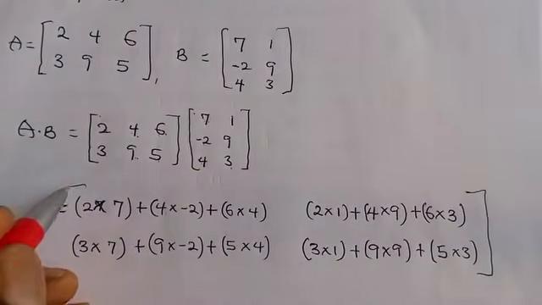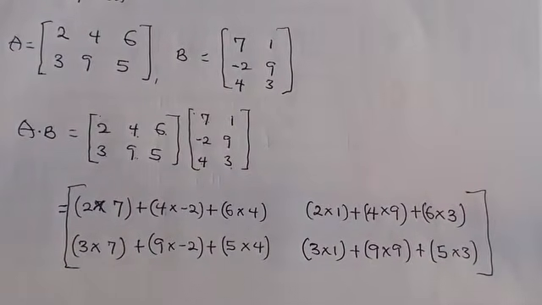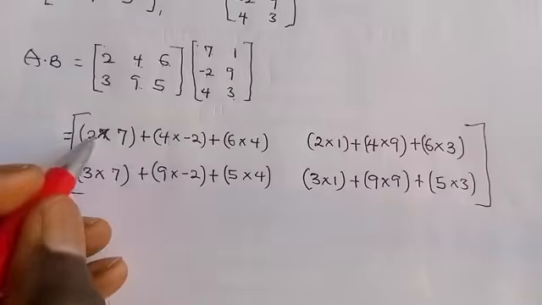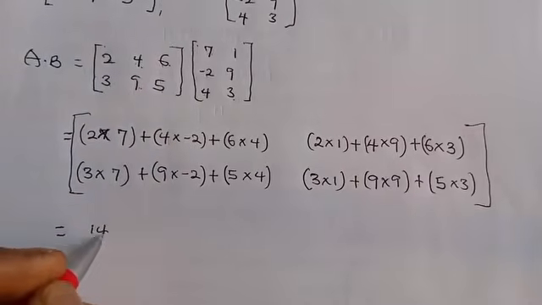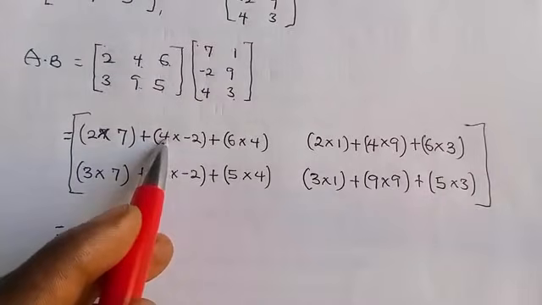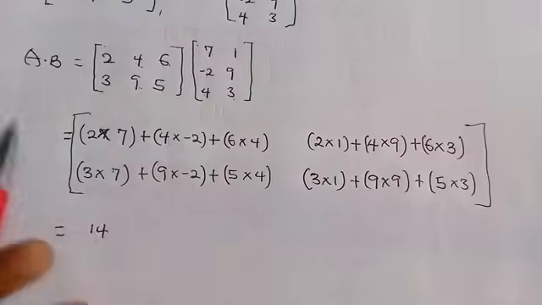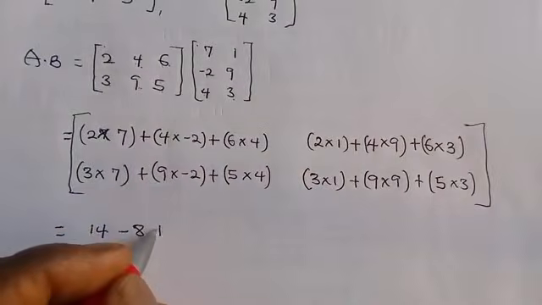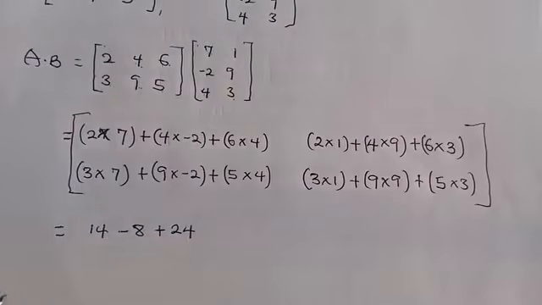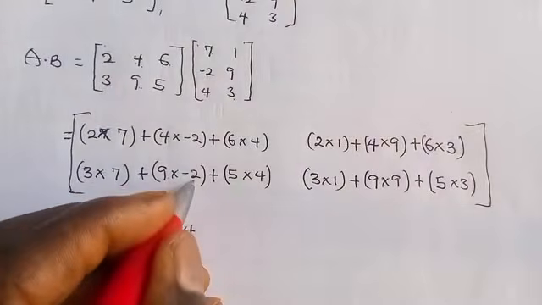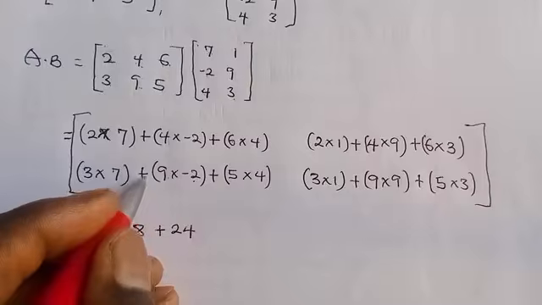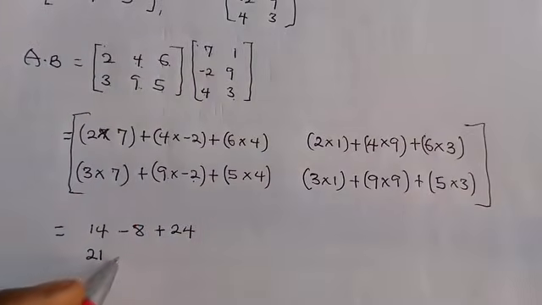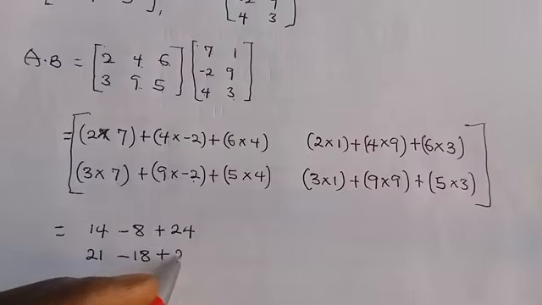So all of this, we have it here. And that's equal to 2 times 7, we have 14. 4 times minus 2, we have minus 8. So opening this bracket, we are going to have minus 8. 6 times 4, we have 24. 3 times 7, we have 21. 9 times minus 2 is minus 18. Minus 18 times positive 1, you have minus 18. Plus 5 times 4 is 20.